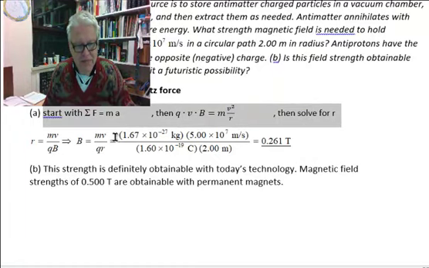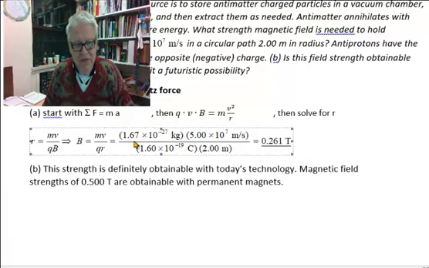And then plugging in the numbers, you would have to look up the mass for the proton, which is the same as the mass for the antiproton. Velocity, that's given in the problem. The charge for the proton is the same as it is for the antiproton. It's the same as it is for the electron. It's the same as it is for the positron, always 1.60 times 10 to the negative 19 coulombs. The radius of the circular path is given in the problem, and here's the answer.